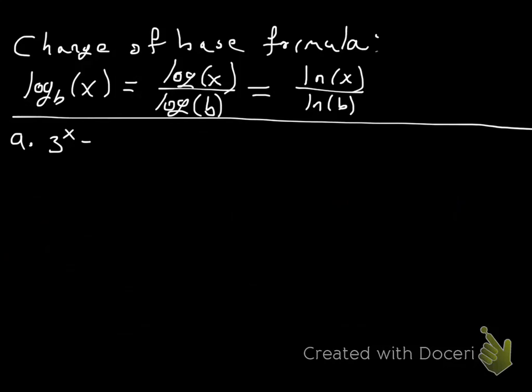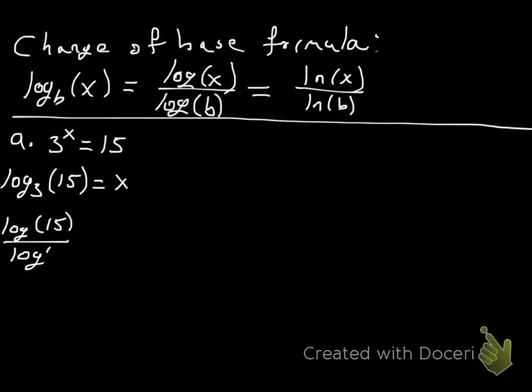So 3 to the x equals 15. So the base is 3. The argument is 15, equals your exponent of x. Most calculators, not all, but most calculators don't have log base 3 programmed into them. So you have to use the change of base. So it'll change into log of the argument divided by log of the base. So it'll be log of the argument, 15, divided by log of the base. And that was exactly what we got last time. Now you just need to put it in your calculator.